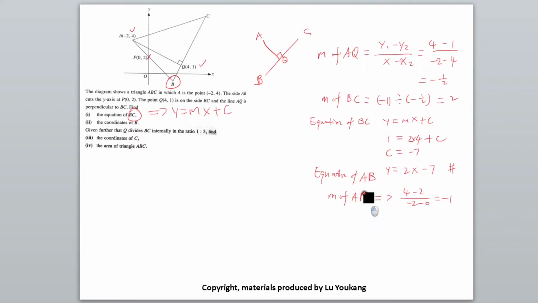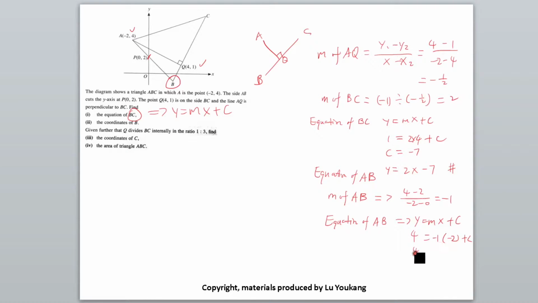Because we need to find the coordinates of B, we will find the equation of AB first. The gradient of AB is equal to minus 1. Therefore the equation of AB is y equals mx plus c. Over here you need to sub one set of x and y into it, and we choose the coordinates of A because it lies on the line AB.